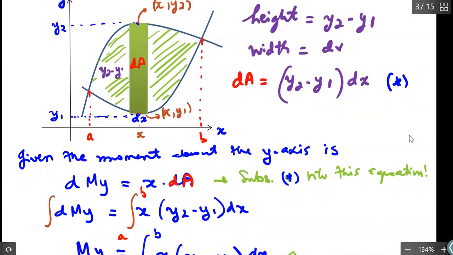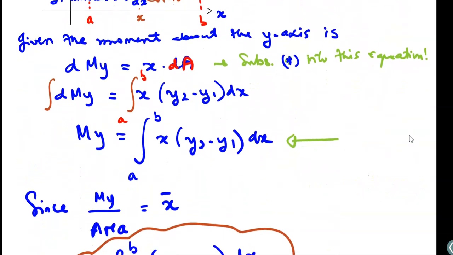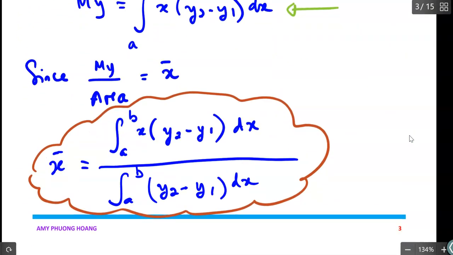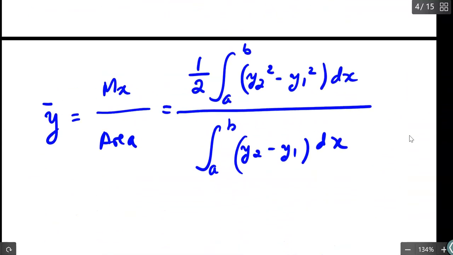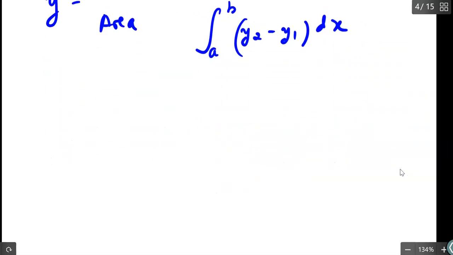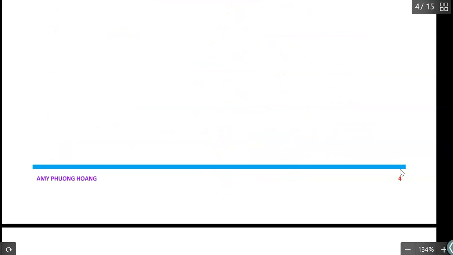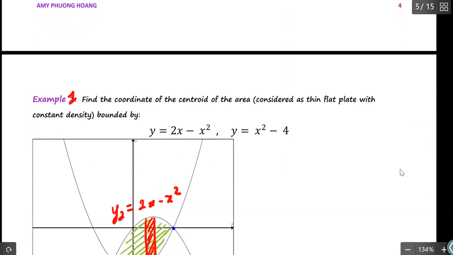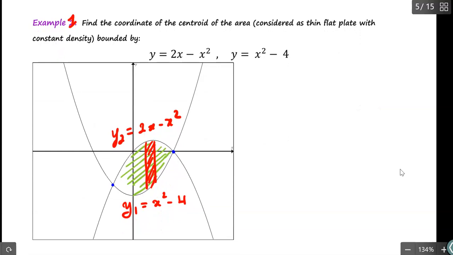In the previous video, we derived the formulas for x bar, and then we identified that we are going to use these formulas to figure out y bar, because we want to be consistent using just the vertical element. For this particular example, the first thing I'm going to do is find the area.